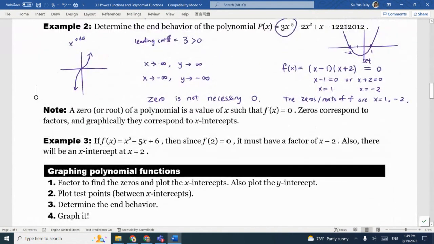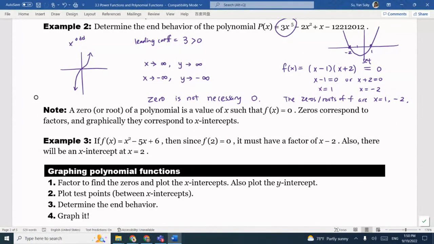How do we find a zero? We factor it completely. Then we set each factor equal to 0 and find the roots. So here, if 2 is a root of this polynomial, then it must have the factor x minus 2. Is that okay, everybody? So we can think backwards. If 2 is a zero, then if we factor the polynomial completely, it must have a factor of x minus 2. So there will be an x-intercept at x equals 2.